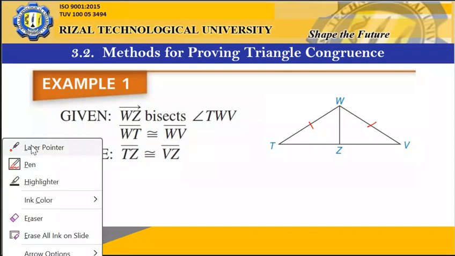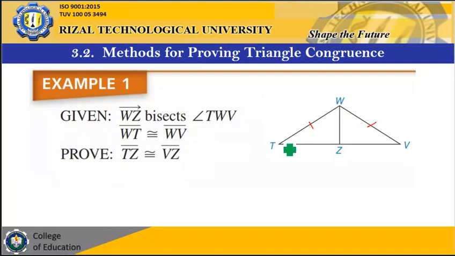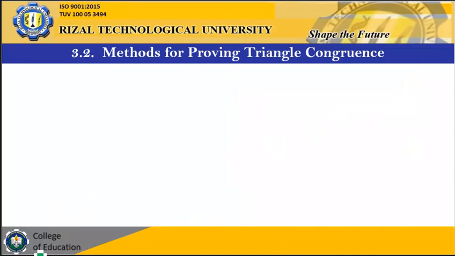So we can say that angle TWZ is congruent to angle VWZ, by the definition of angle bisectors. Okay, so we are now ready. Let's have our proof.